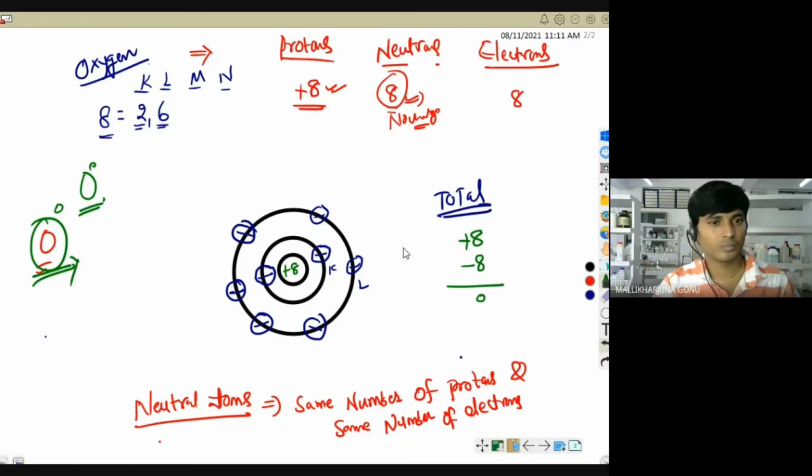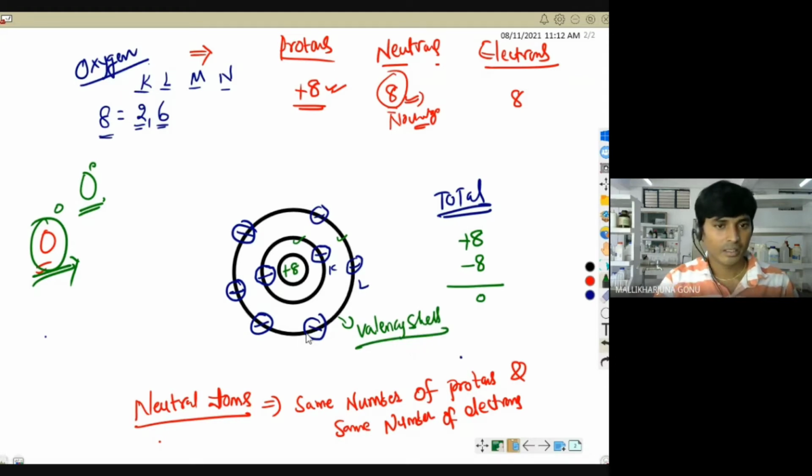Usually what happens? Every atom wants to keep 8 electrons in its outermost shell. What is the outermost shell? Basically here we have 2 shells. This is the inner shell, and this is the outer shell, or outermost shell. We also call it the valence shell.